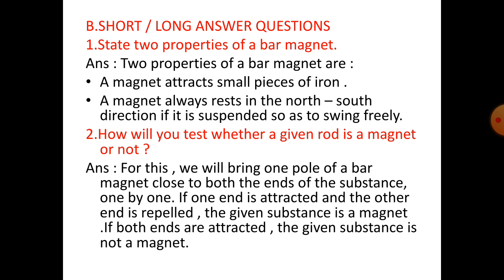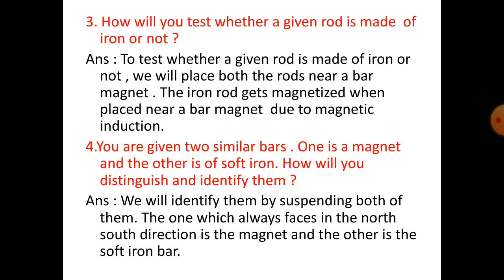2. How will you test whether a given rod is a magnet or not? For this, we will bring one pole of a bar magnet close to both the ends of the substance, one by one. If one end is attracted and the other end is repelled, the given substance is a magnet. If both ends are attracted, the given substance is not a magnet.